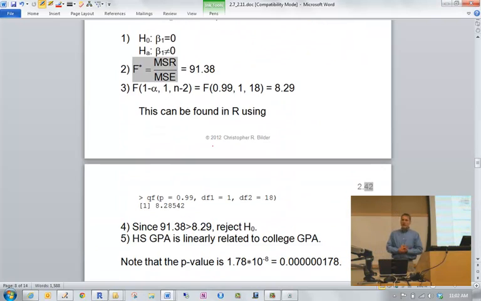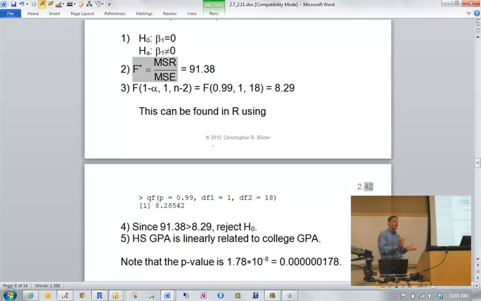So step 1 of a hypothesis test, and again I expect to see all 5 steps always listed out when you do a hypothesis test like on a test or a project. This way it helps me grade, and also what I will do is assign points to each part of the 5 parts. So step 1, I'm going to state my hypotheses. Beta 1 is equal to 0 versus beta 1 does not equal 0. In the context of this problem, remember what beta 1 equals 0 means. Basically it means that high school GPA is not linearly related to college GPA. Then my statistic, F star, we found the output to be 91.38.